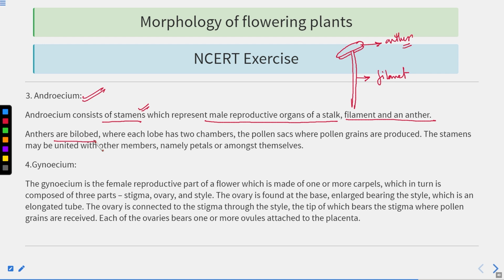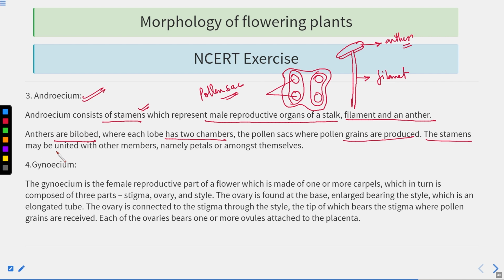Anthers are bilobed, where each lobe has two chambers. If you cut this, this is one lobe, and each lobe shows two chambers. So a total of 4 chambers are there. These chambers are the pollen sacs, where the pollen grains are produced.